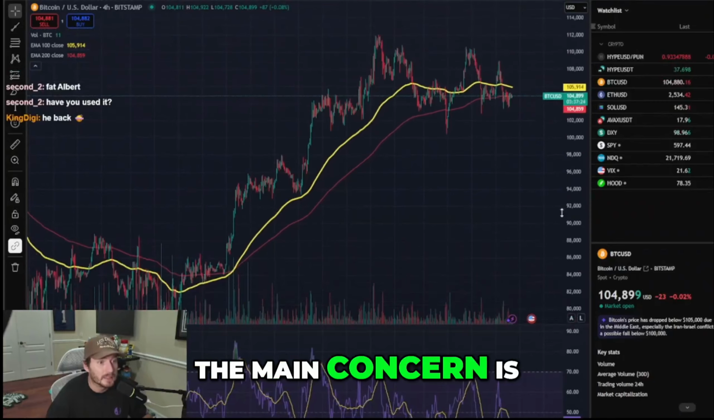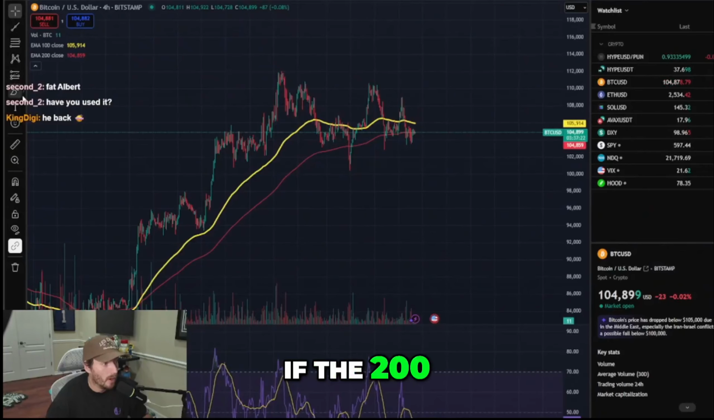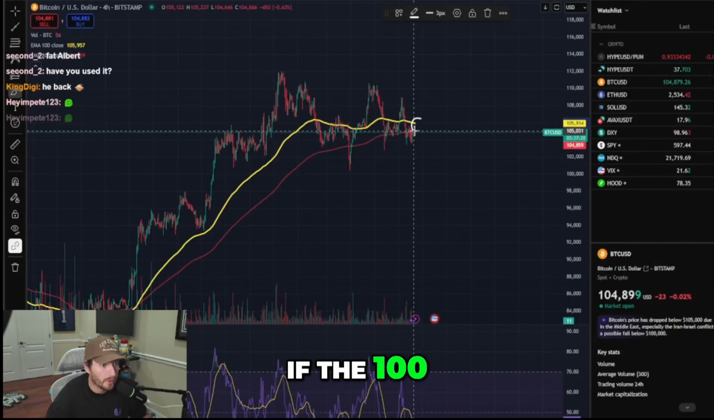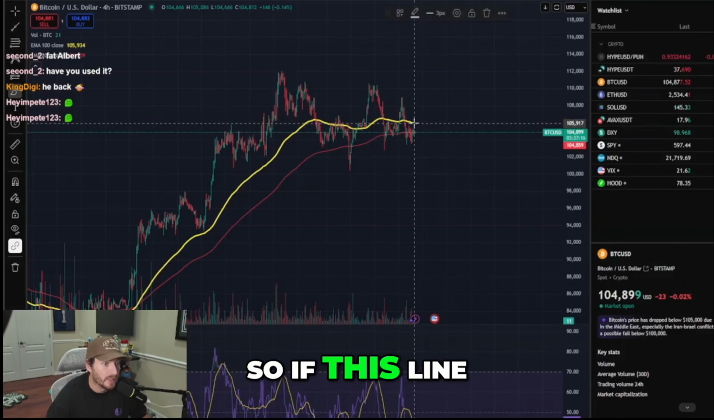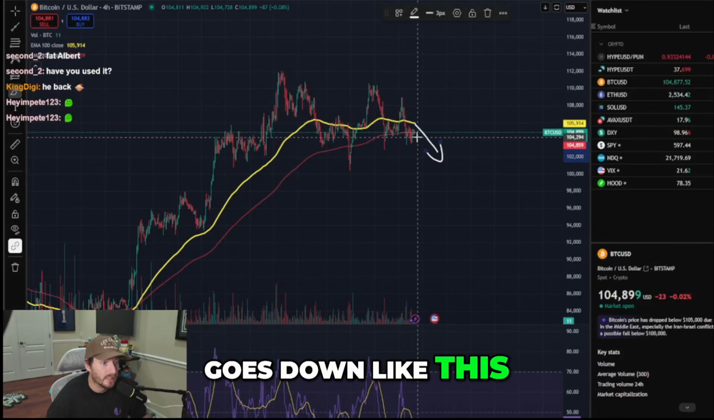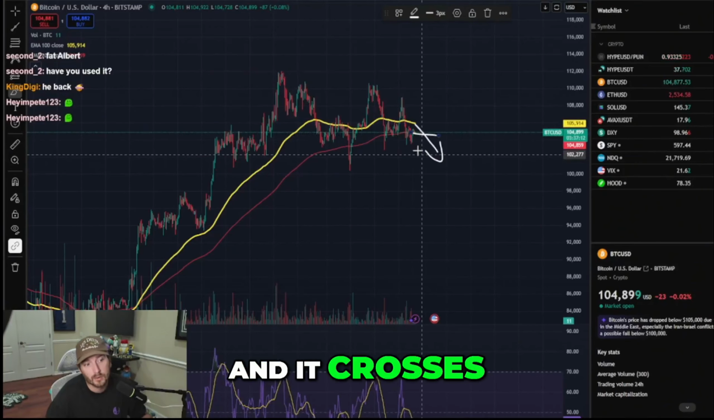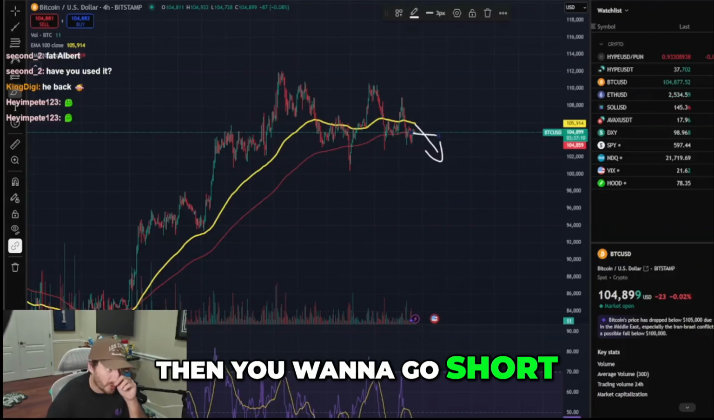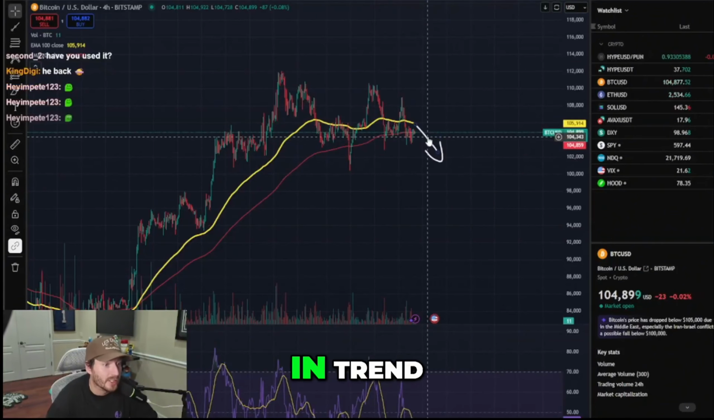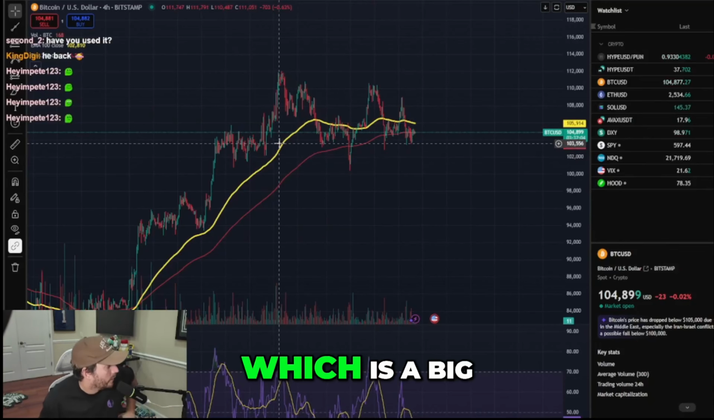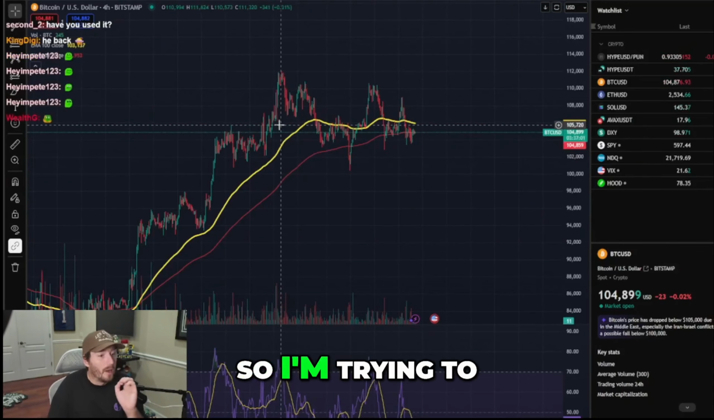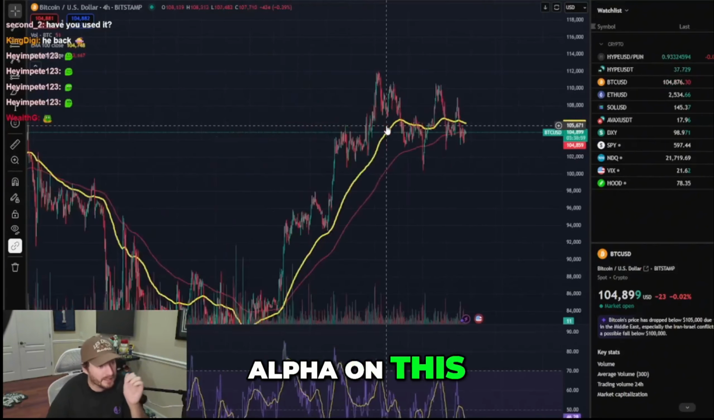The main concern is if the 100 crosses the 200. See what I'm saying? So if this line goes down like this from this line and it crosses, then you want to go short. Crosses are a change in trend, which is a big part of it. So I'm trying to just give you the alpha on this.